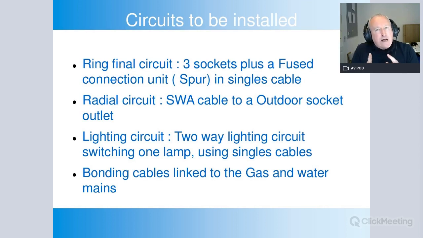If you're not familiar with that phrase, a two-way lighting circuit is, if you imagine a hallway or a staircase, you have a switch at the bottom and a switch at the top. So from any one of those positions, you can turn the light on and off. That's what we call a two-way lighting circuit. Again, you'll be doing those singles in plastic conduit. And then finally, we've got bonding cables. We have 2 copper pipes, which simulate your gas and your water.